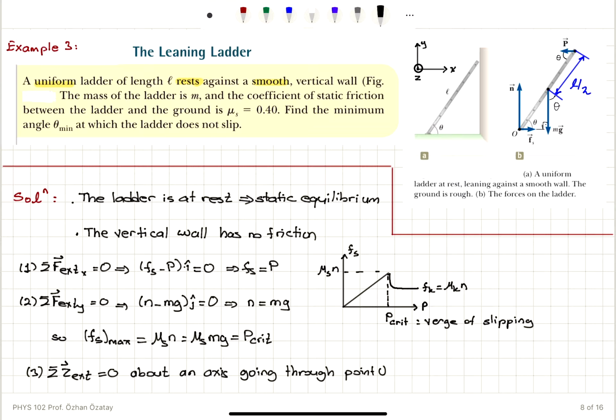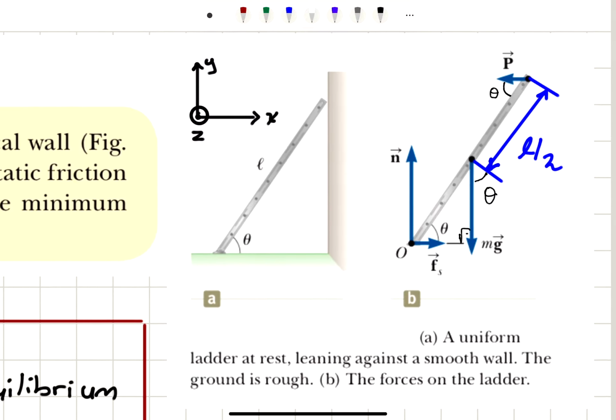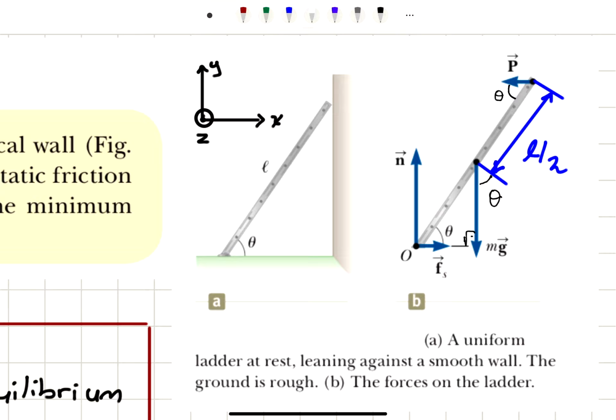All right. So let's write this torque. Now, the weight of the ladder will have a contribution here. You can see that it has a perpendicular component mg cosine theta. So if this angle is theta, 90 degrees, 90 minus theta, this will be theta.